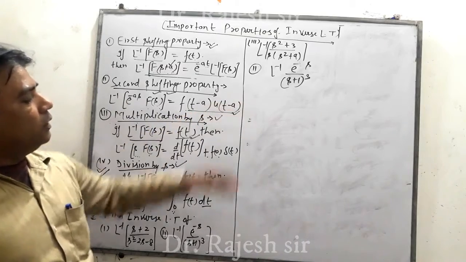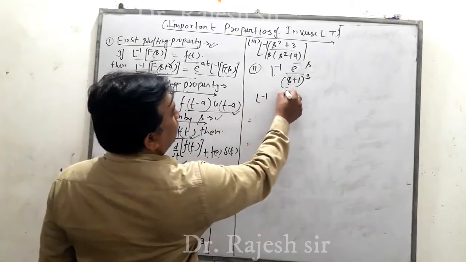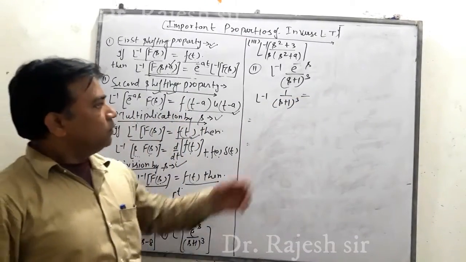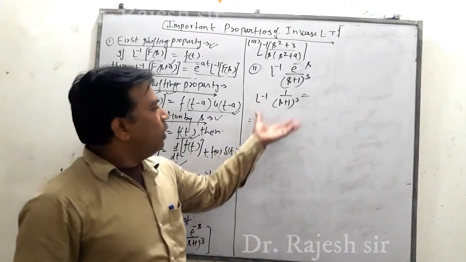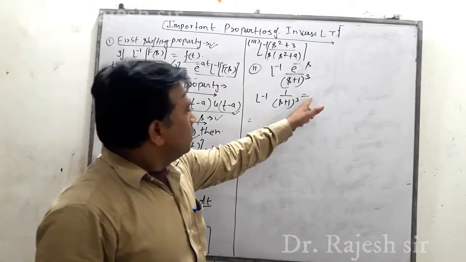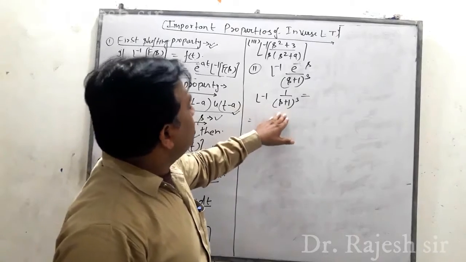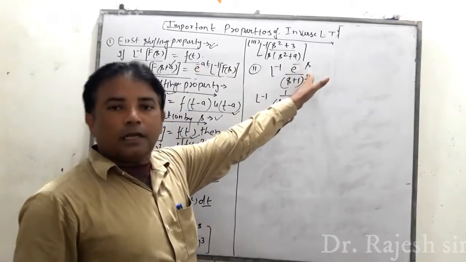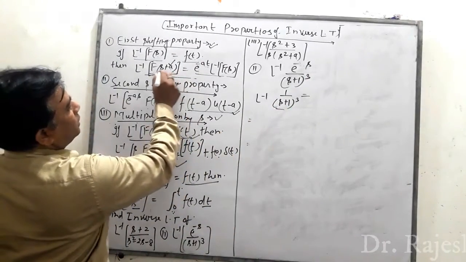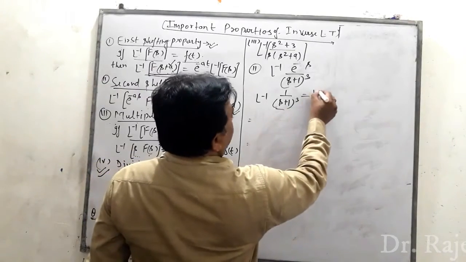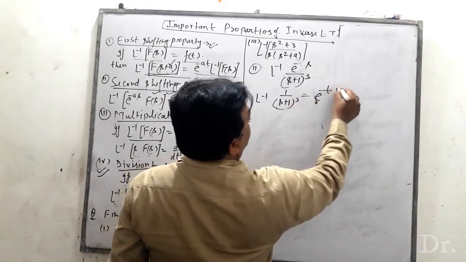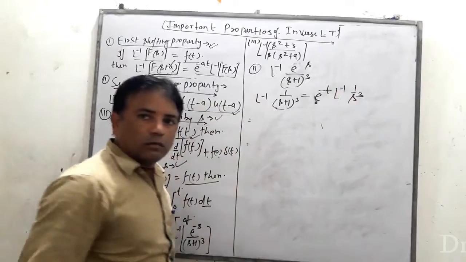So you can see Laplace inverse of 1 upon s plus 1 to the whole cube. Do you know any formula of this form? No. This depends upon the first shifting property, after that we apply the second shifting property. It means s plus 1, we compare this with s plus a. So e to the power minus t times Laplace inverse of 1 upon s cube.